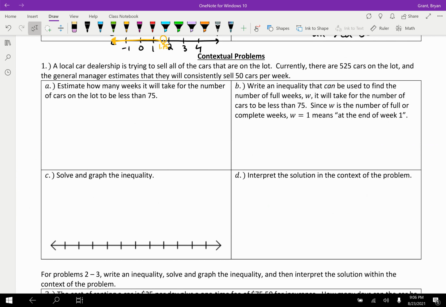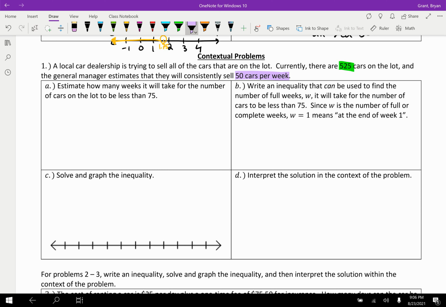So let's begin. A local car dealership is trying to sell all of the cars that are on the lot. Currently, there are 525 cars on the lot, and the general manager estimates that they will consistently sell 50 cars per week. Estimate how many weeks it will take for the number of cars on the lot to be less than 75.